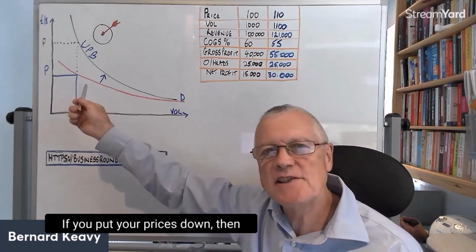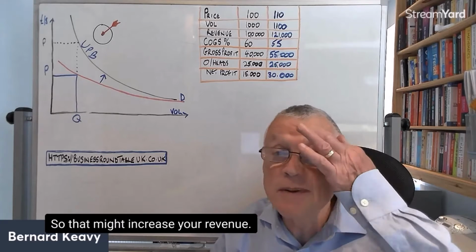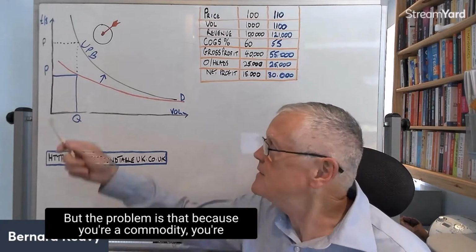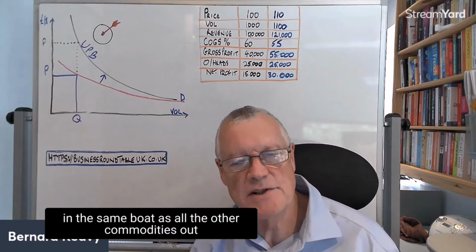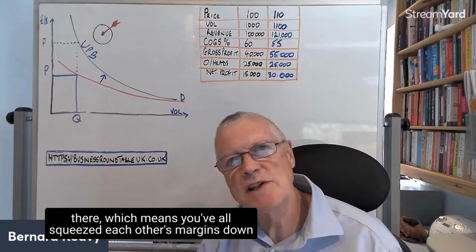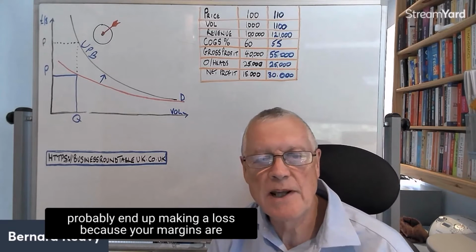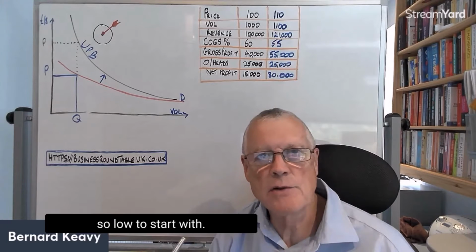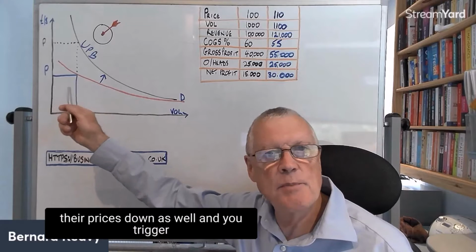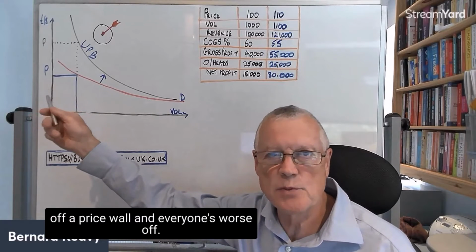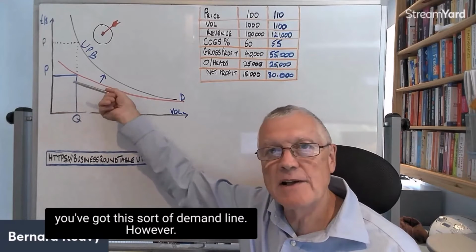If you put your prices down, then in theory, you would gain extra volume. So that might increase your revenue. But the problem is that because you're a commodity, you're in the same boat as all the other commodities out there, which means you've all squeezed each other's margins down anyway, which means that if you lower your price, you'll probably end up making a loss because your margins are so low to start with. And secondly, even if you didn't, all that will happen is all the others will put their prices down as well. And you trigger off a price war and everyone's worse off. So you're sort of stuck really when you've got this sort of demand line.